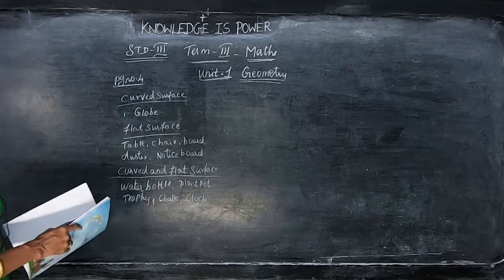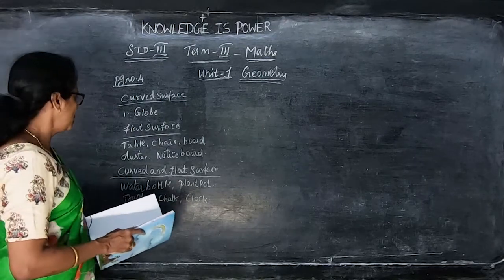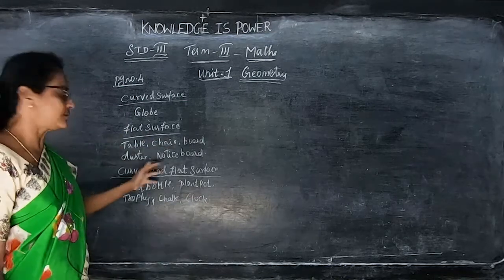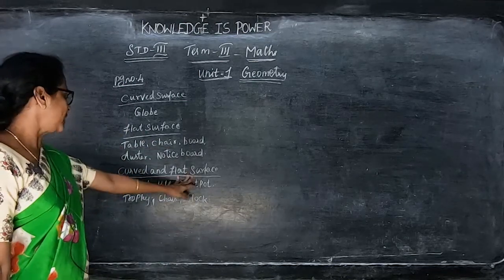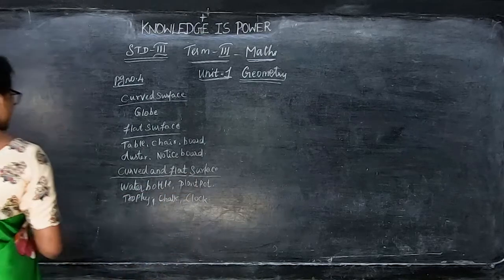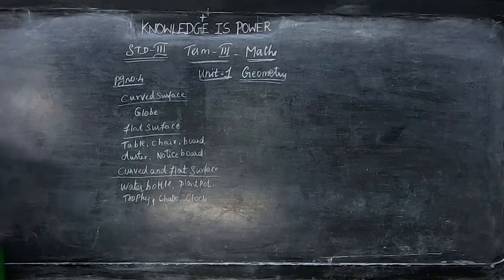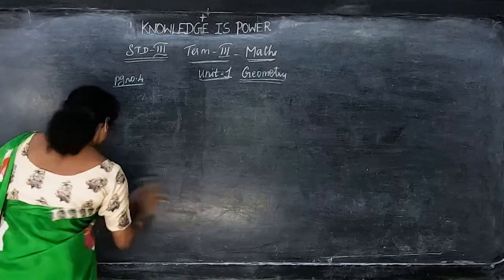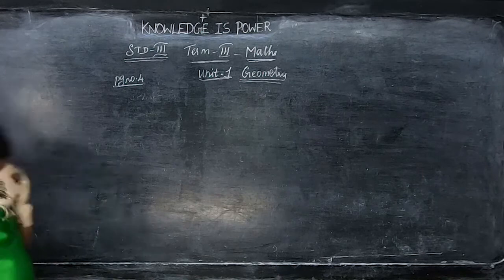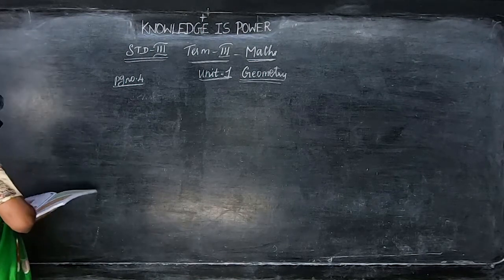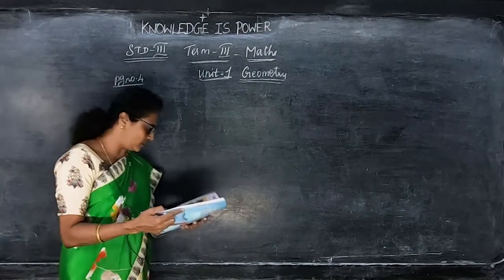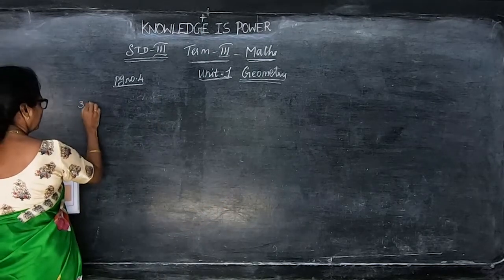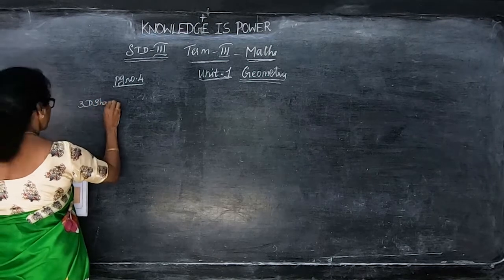So from this picture we can see the curved surface is the globe, and flat surfaces are table, chair, board, duster, notice board, and curved and flat surfaces are water bottle, plant pot, trophy, chalk, and clock. And the next one: they are given pictures. So we have to write how many sides and corners. Complete the table by counting the sides, corners and diagonals of the given 3D shapes. Here they are given 3D shapes.